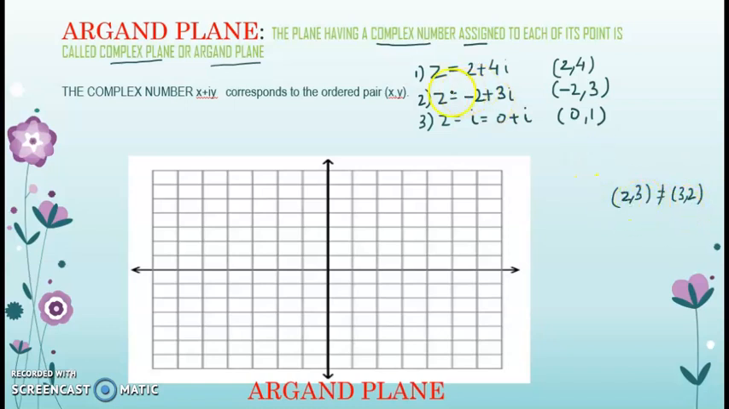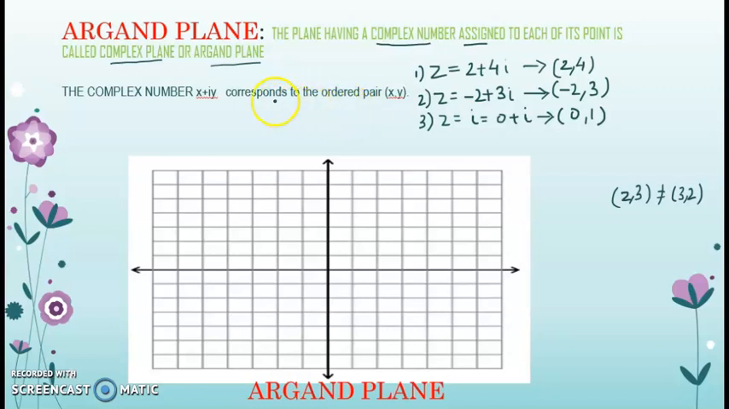Similarly, I have taken the complex number z is equal to 2 plus 4i. The ordered pair corresponding to this is 2, 4. If I take the complex number z is equal to minus 2 plus 3i, the ordered pair corresponding to this is minus 2, 3. Suppose the complex number is i, you can rewrite this as 0 plus i, so the ordered pair corresponding to this is 0, 1. Why am I telling you about the ordered pair? Because when we are studying the Argand plane, you should know this relation between the complex number and the ordered pair.